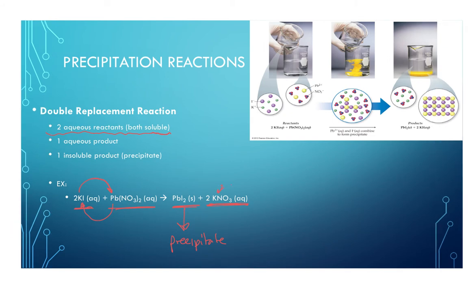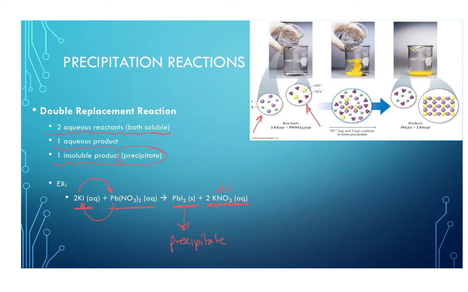So in this particular case, we again end up with one aqueous product that stays dissolved and one insoluble product. Again, that is known as our precipitate. This particular reaction is shown up here, and I'll probably show it to you in class as well. Here are soluble potassium iodide and soluble lead nitrate, all dissolved in two different beakers.